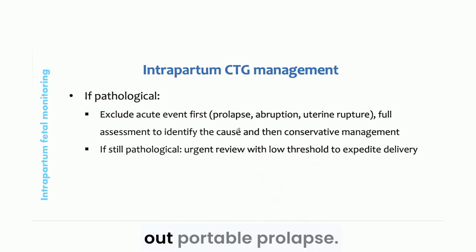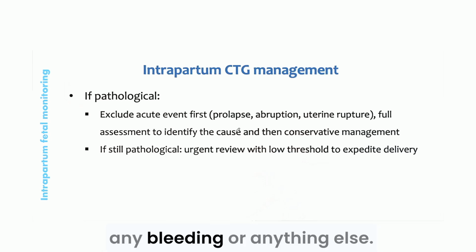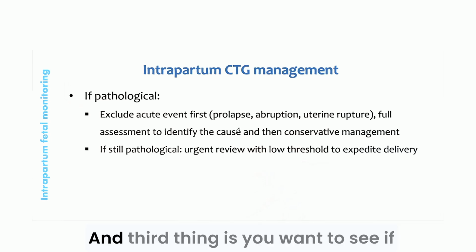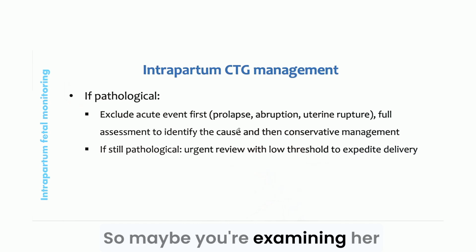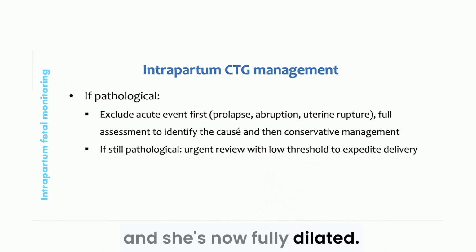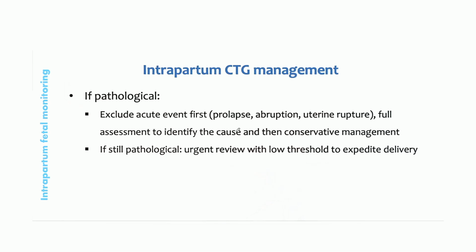First thing, to rule out cord prolapse. Second thing is to see if there is any bleeding or anything else. And third thing is you want to see if she's making very quick progress. So maybe you're examining her and she's now fully dilated. So you have to consider maybe expediting delivery in a different way, and you may not have to do a cesarean section depending on how close she is.